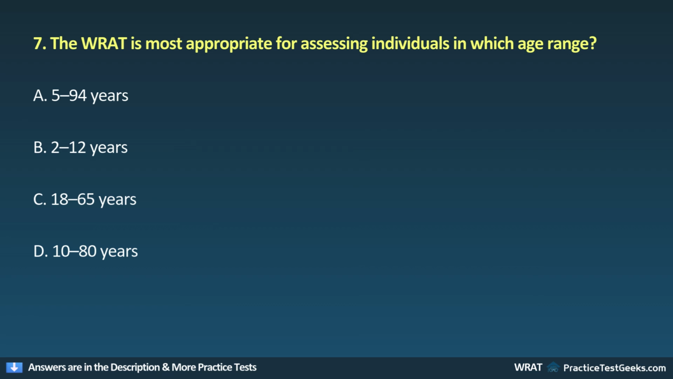7. The WRAT is most appropriate for assessing individuals in which age range? A. 5 to 94 years. B. 2 to 12 years. C. 18 to 65 years. D. 10 to 80 years.